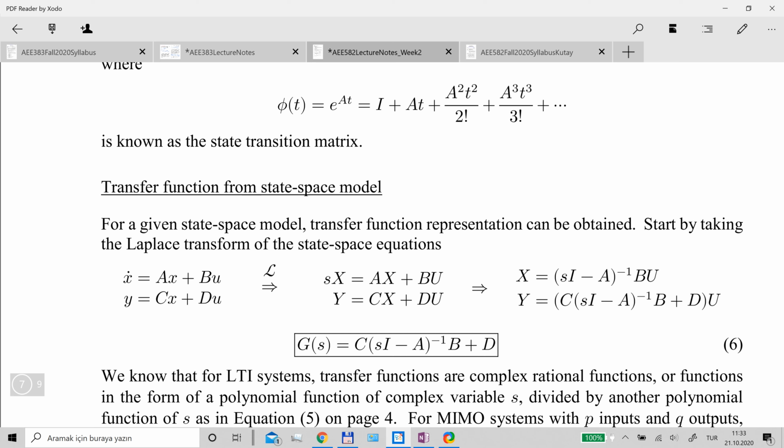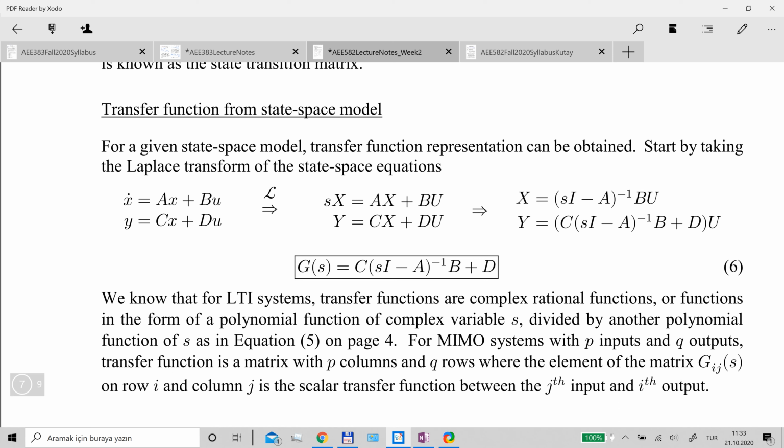The transfer function is a complex function defined in S domain, and state space is a model in time domain, and they represent the same system, and obviously they are related. So you should be able to switch back and forth between a transfer function and a state space model. Now let's take a look at how we can obtain the transfer function corresponding to a state space model.